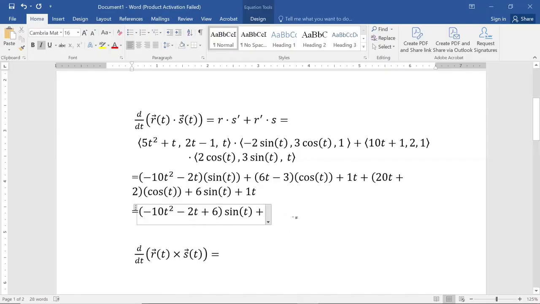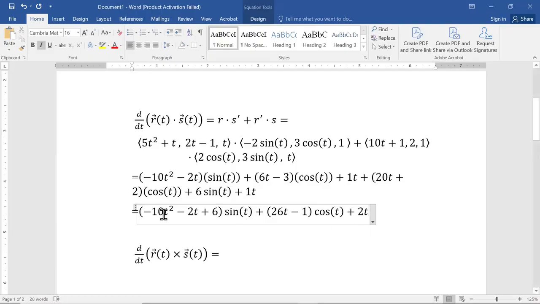I can do the same thing with cosine. With cosine, I get 6t minus 3 in front of this cosine, and 20t plus 2 in front of this cosine. So 20t plus 6t is 26t. Minus 3 plus 2 is a minus 1. And that's the coefficient of cosine. And then 1t plus another 1t gives me 2t.